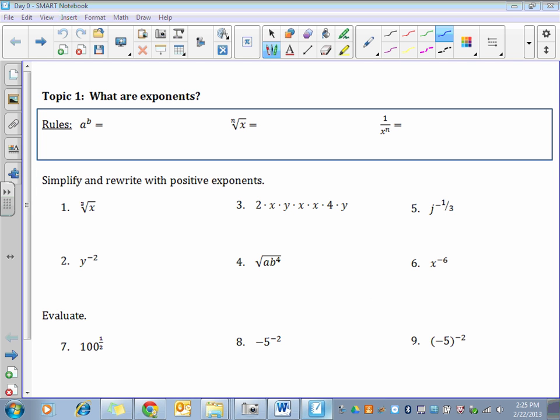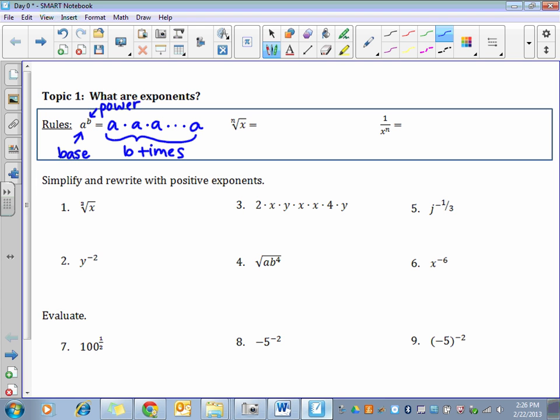The first thing we're going to talk about is what exponents are. An exponent is basically just a way to write multiplication. So, for example, here A is the base, and B is the power that we are raising it to, which means how many times we're going to multiply A by itself. So A raised to the B power is really saying A times A times A, but we're multiplying A by itself B times.